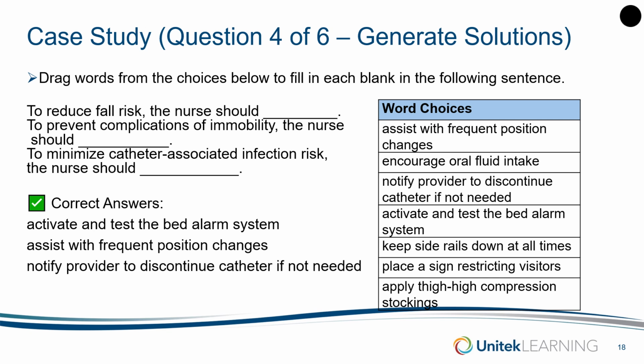So let's just read these complete sentences now. To reduce fall risk, the nurse should activate and test the bed alarm system. To prevent complications of immobility, the nurse should assist with frequent position changes. And to minimize catheter-associated infection risk, the nurse should notify provider to discontinue catheter if not needed. So you can see again, each answer option was used only one time. You will always have more answer options than what is needed.